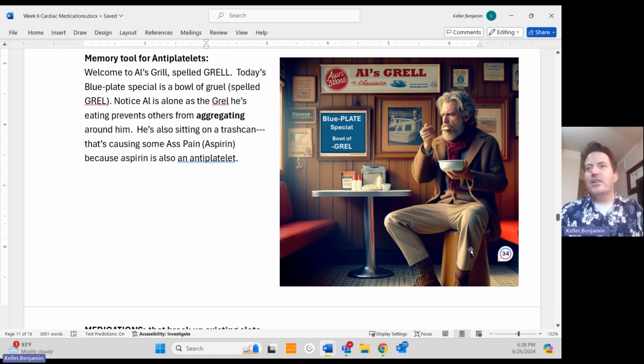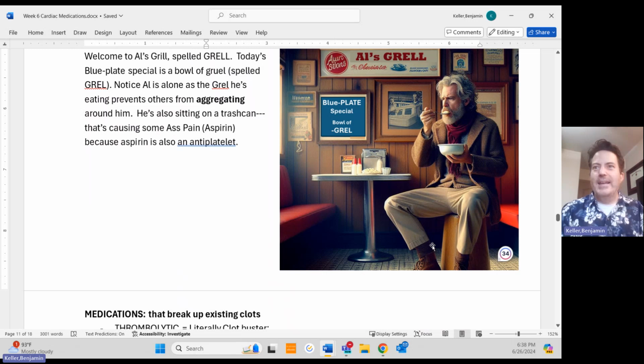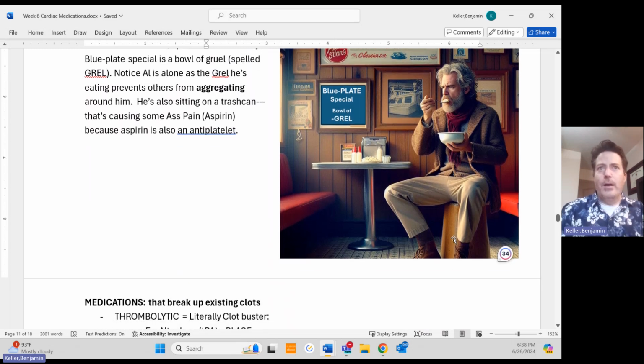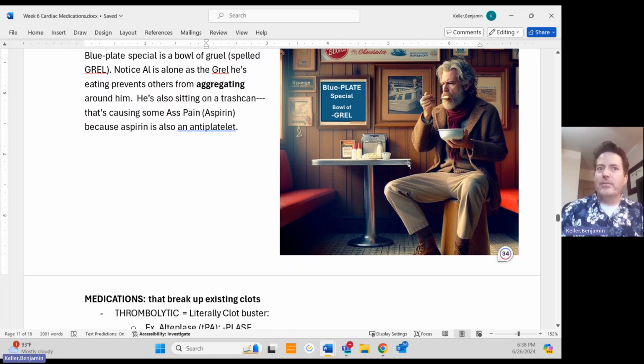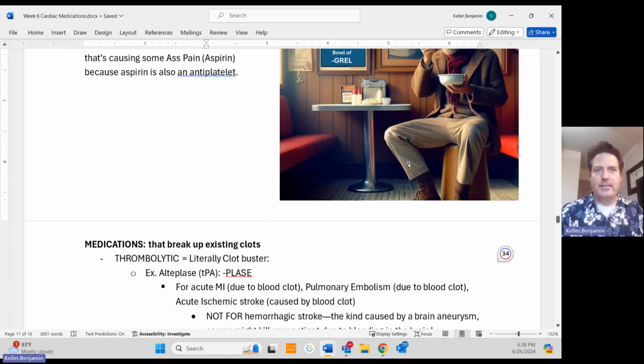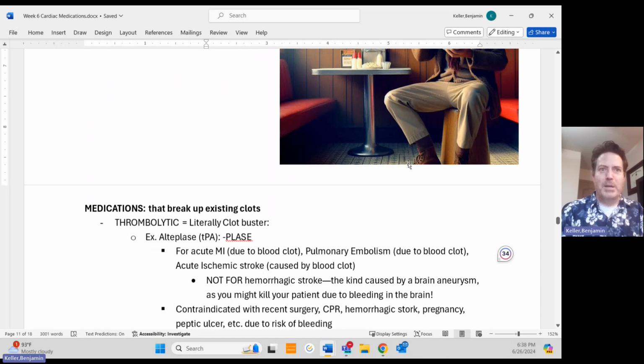He's also sitting on a trash can that's been overturned. And is that comfortable? No, it's not comfortable to sit on a trash can, especially with this nice, comfy bench seat here. That's causing him some ass pain. That's a pain in the ass, sitting on this hard, overturned trash can. And aspirin is an antiplatelet too, so that's why it's at Al's Grel, the home of the blue plate special.